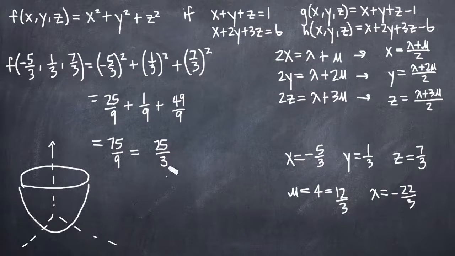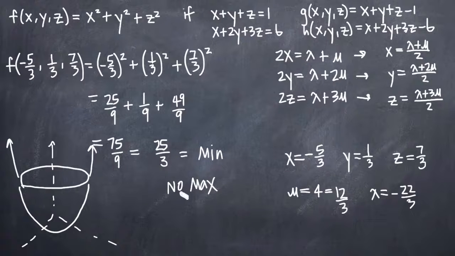So 25 thirds, we know, must be a minimum of the function. There is no maximum of the function because this paraboloid increases forever upwards without bound. So we know that 25 thirds is a minimum and that there is no maximum of the function. So that's it. That's how you use Lagrange multipliers to find extrema of the function and determine whether or not those values are minimum values or maximum values.